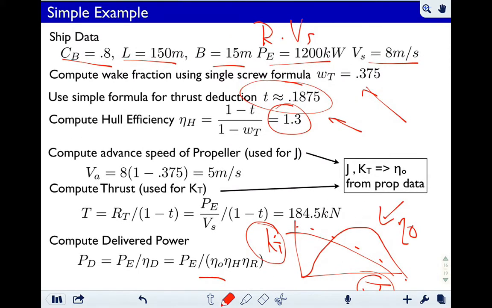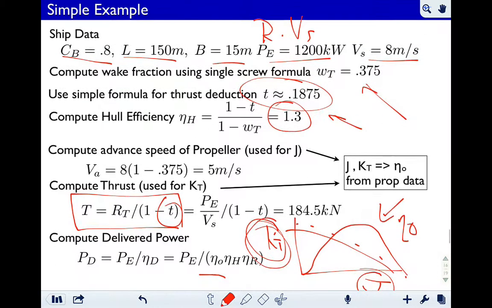How do we get at the KT? Well, KT is non-dimensional thrust. What is the thrust of the boat? The thrust is related to the resistance of the boat, but it's not equal to the resistance of the boat, due to the effects of the propeller modifying the resistance, as we discussed when we talked about thrust deduction. So that's the link between thrust and resistance. You need this thrust deduction factor to get at that.